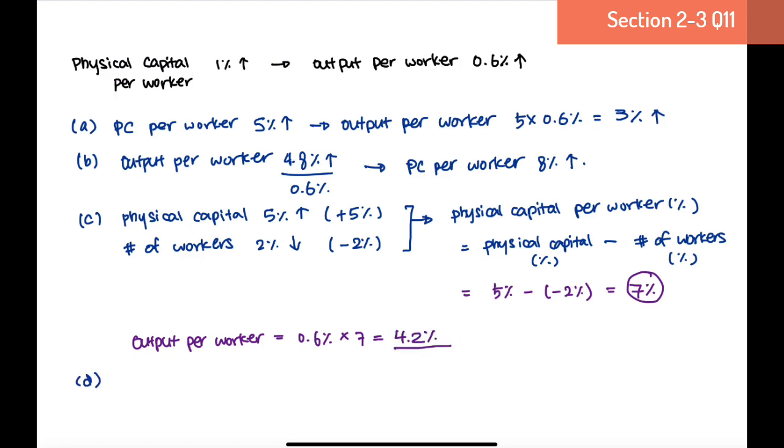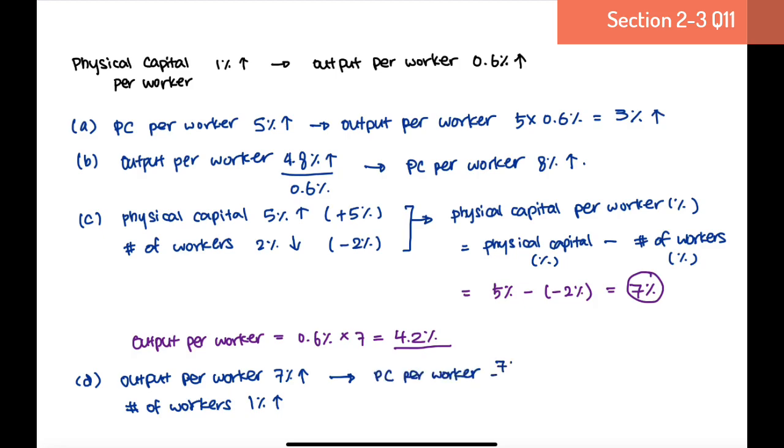In D, we have output per worker rising by 7% and the number of workers rising by 1%. If the question is asking for physical capital per worker, then we don't need the information on the number of workers. We just need to divide the output per worker, 7%, by the 0.6%. We know that physical capital per worker rose by roughly 11.67%.